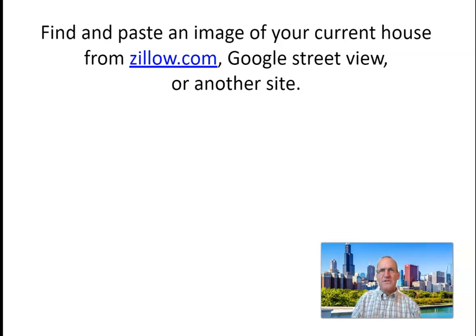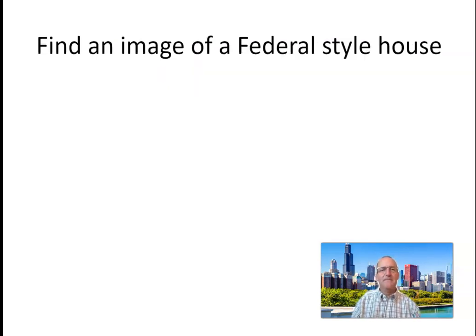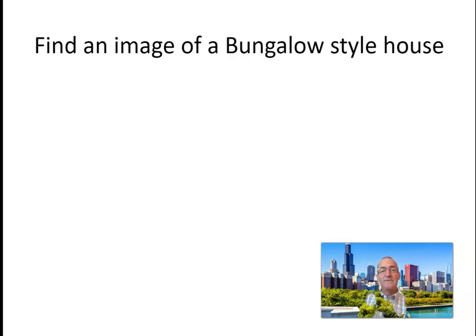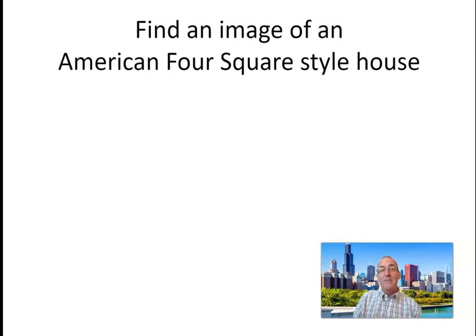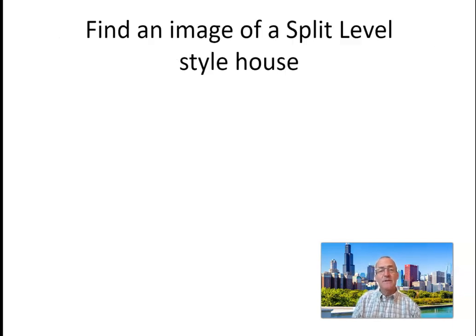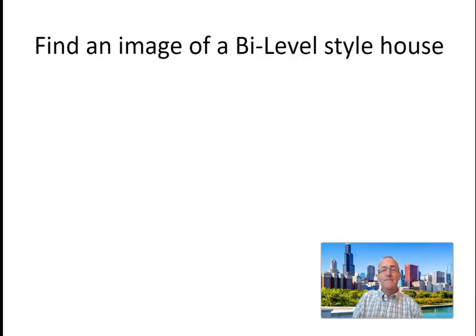And it's kind of weird to see your house, but somebody else's furniture and decorations in it. Then you're going to find images of a few different styles of houses, like a federal style house, a Victorian style house, a bungalow style house. I like those. I want to have a bungalow style house someday. An American four-square house, a ranch style house, a split level house, a bi-level house. Those are all pretty common here in the Hanover area.